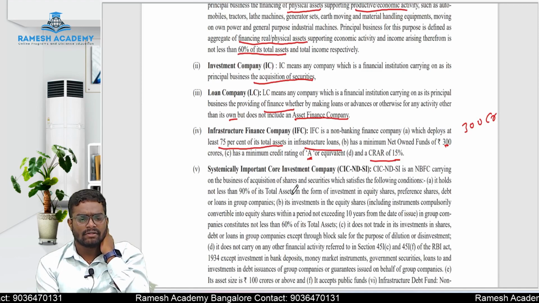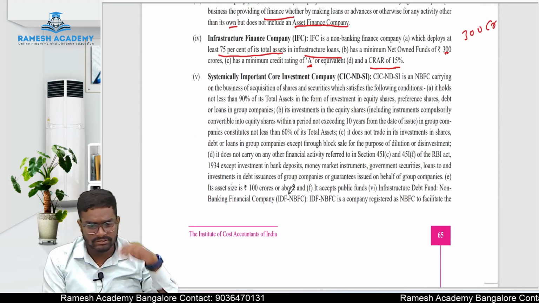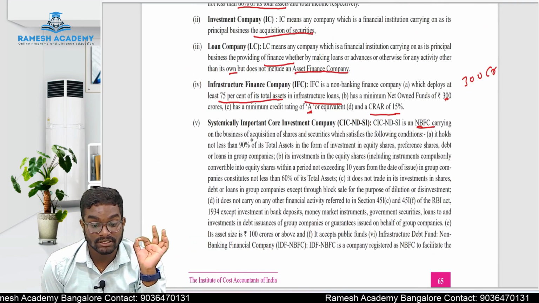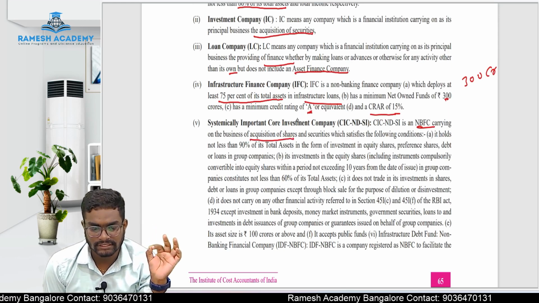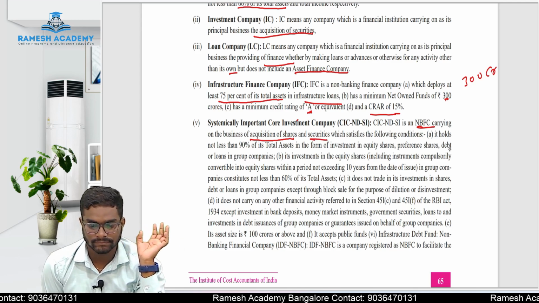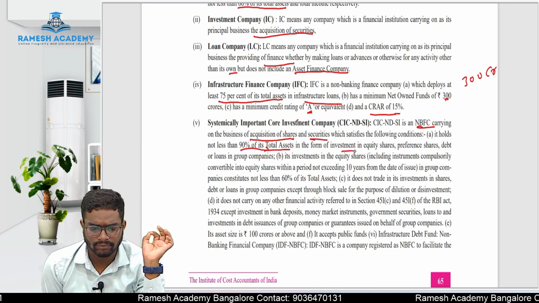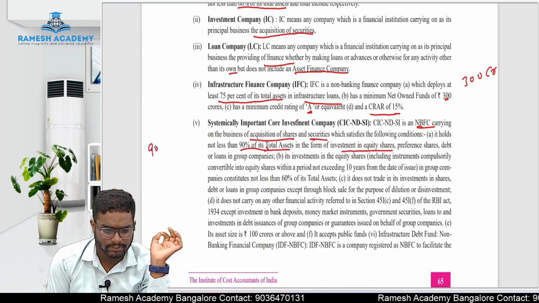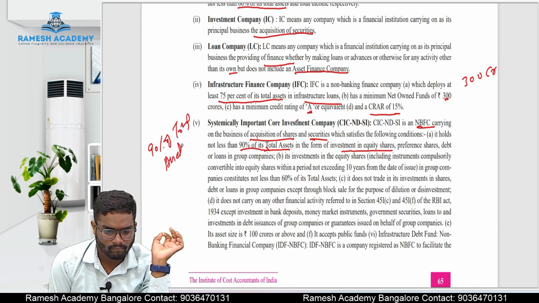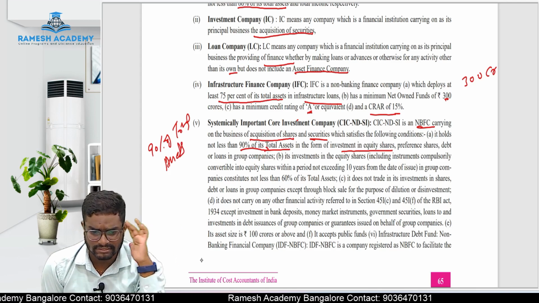Systemically important core investment company. So what is this? It is an NBFC carrying on the business of acquisition of shares. Since it is an investment company, it is acquiring shares and securities which satisfy the following conditions. It holds not less than 90% of its total assets in the form of investment in equity shares. So 90% of total assets should be in the form of securities investment. Okay, 90% of its total assets should be invested in the form of equity shares, etc.